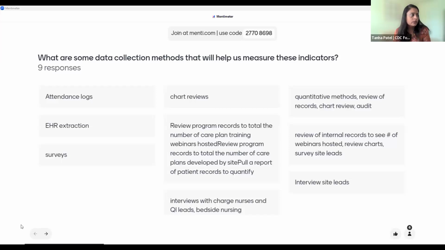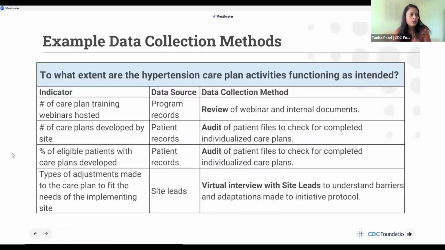These are great. Any more? Give it a second. Okay, we can go to the next slide, Haley. So you guys were spot on. We came up with very similar responses to you guys.